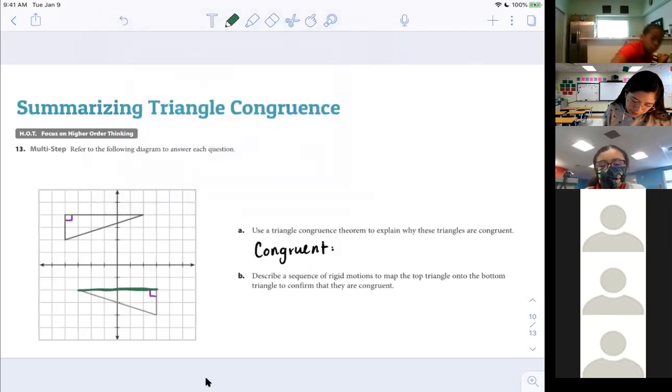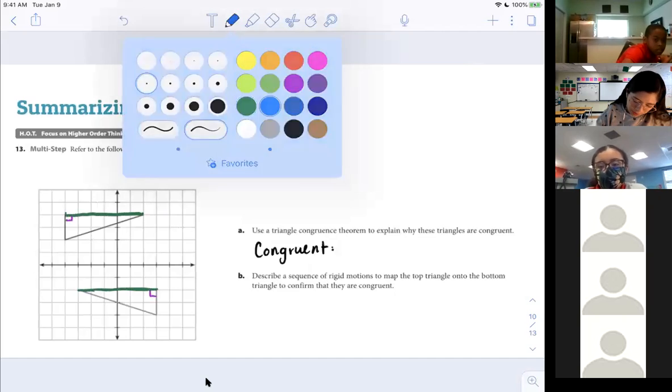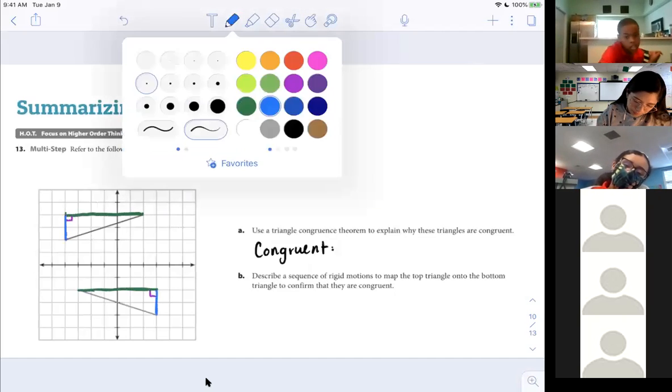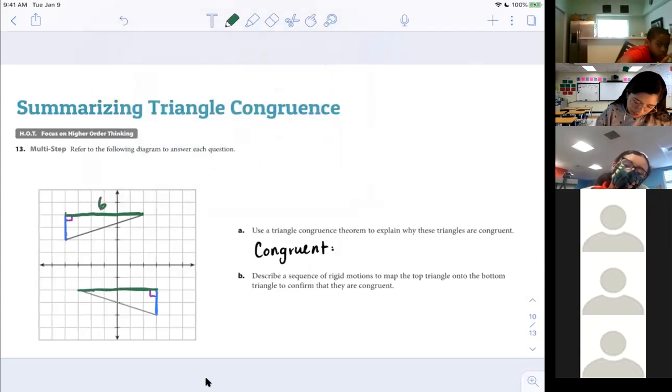So go ahead and count and see if these sides match up. Yes, they do. How much does it measure? 6. 6 on both? Yes. Good. The line separates it, so it's easy. That's 6. And then what about the other side? 2. Oh wait, that's fine.